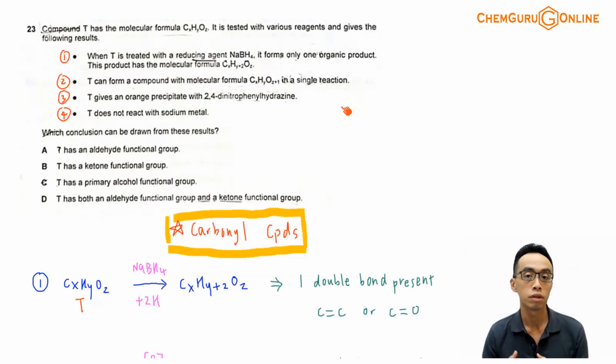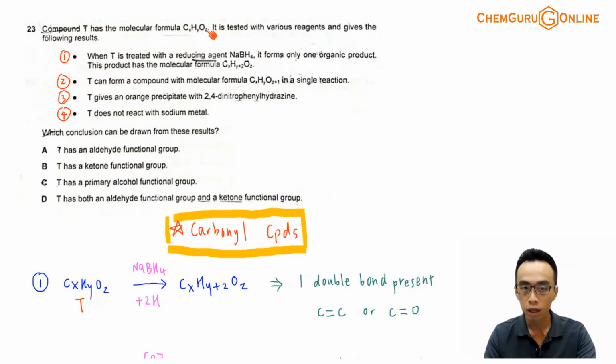Now in this video, we want to discuss the suggested solution for 2020 A-Levels H2 Chemistry Paper 1, question 23. Compound T has the molecular formula CxHyOz. It is tested with various reagents and gives the following results. So we have 4 results here.